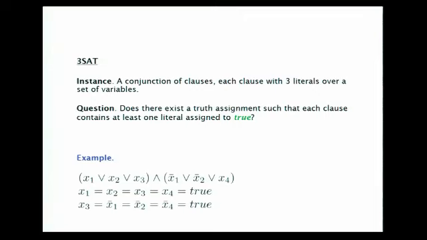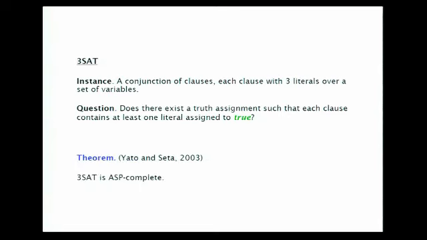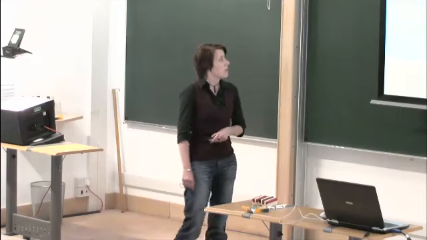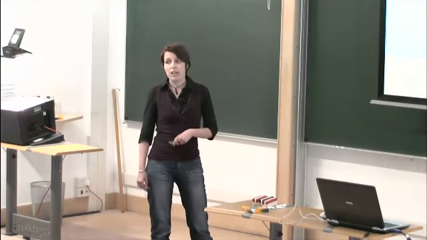So you can easily see x1 is true, so in the first clause there exists a literal that is true, and x4 is also true. So both truth assignments are actually satisfying under 3-SAT for this example. Yato and Seta showed that this problem actually is ASP complete, and we use this as a starting point for our reductions. So the next problem we looked at is a variation of SAT.